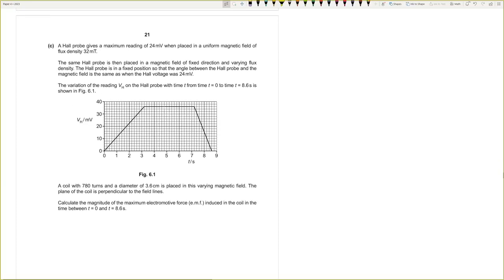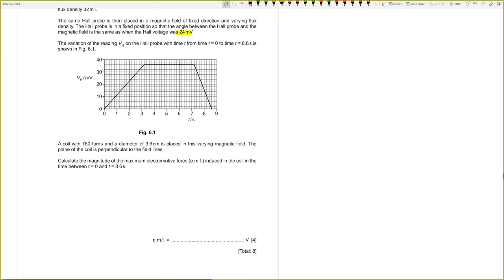Next, part C. A Hall probe gives a maximum reading of 24 millivolts when placed in a uniform magnetic field of flux density 32 millitesla. The same Hall probe is then placed in a magnetic field of fixed direction and varying flux density. The Hall probe is at a fixed angle, so the angle between the Hall probe and the magnetic field is the same as when the Hall voltage was 24 millivolts. The variation of the Hall voltage of the probe with time t from 0 to 8.6 s is shown. So we have calibrated it with a known field, and now we're ready. Calculate the magnitude of the maximum EMF induced in the coil between 0 and 8.6 s.